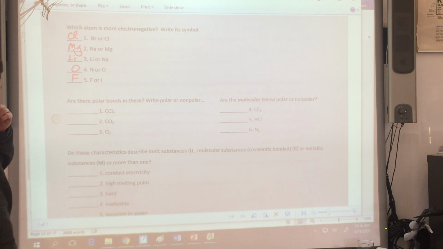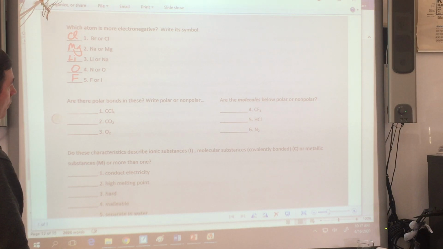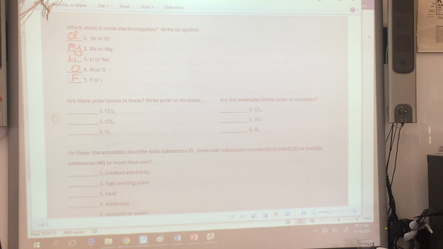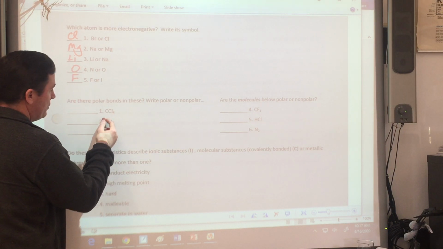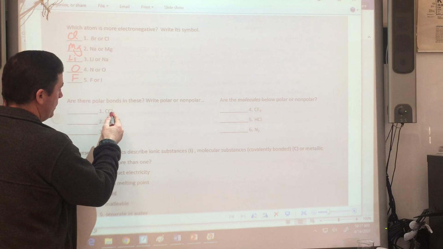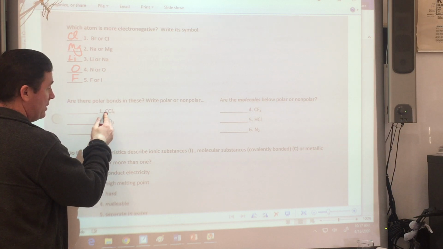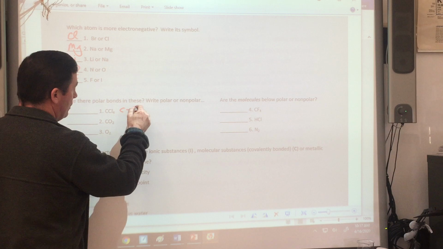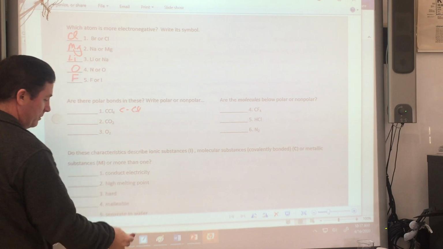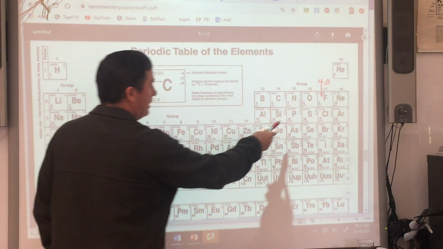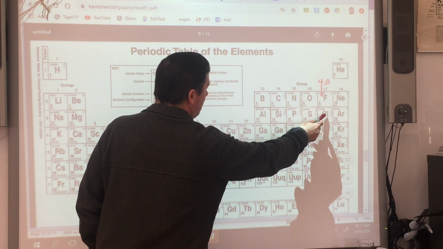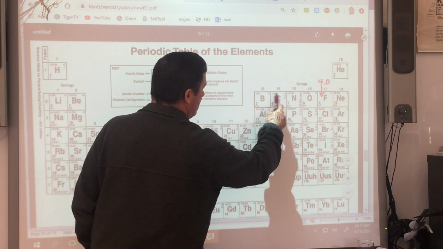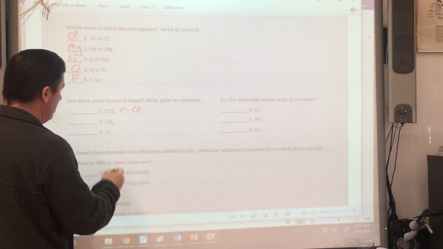Okay? Second part of this is, are there polar bonds in these, polar or non-polar? Well, we have to see if there's a difference between the electronegativities of carbon and chlorine. Well, chlorine has quite a bit. I think that's about 3.7 electronegativity, and carbon's over here. So this is going to be a polar bond.